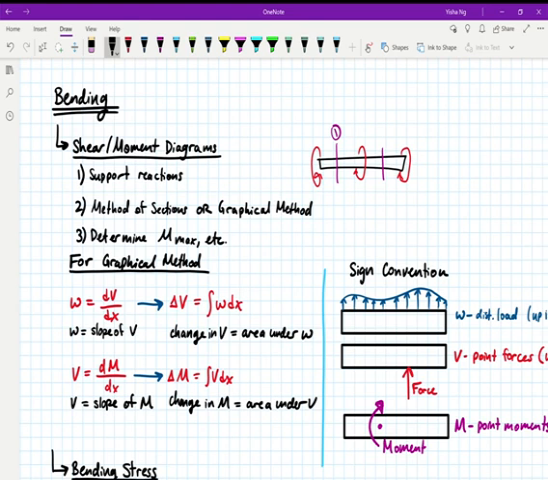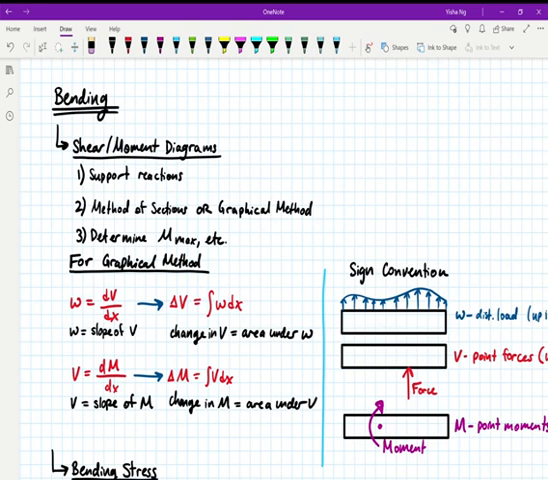I think the easiest way to figure out how to do shear moment diagrams is just by looking at a bunch of examples of how they're done. And then you use your shear moment diagram. Step 3 is usually to find your maximum moment or maybe some other kind of value you derive from the graph.